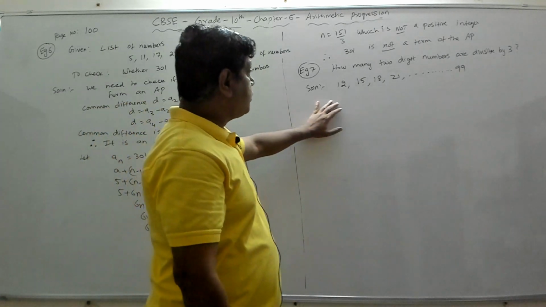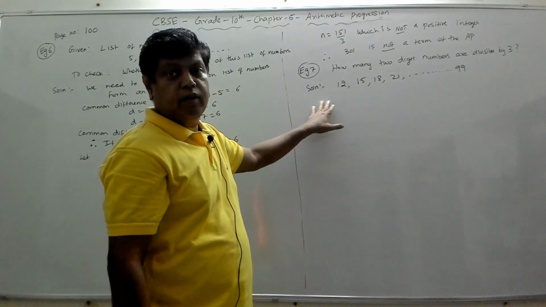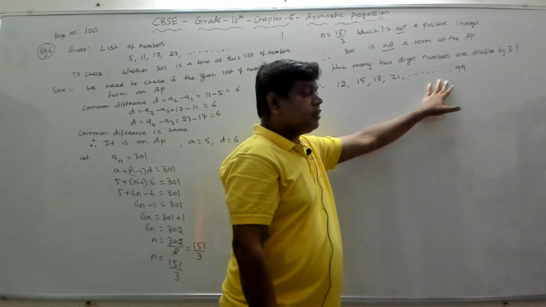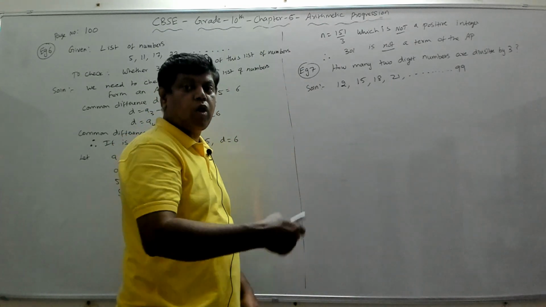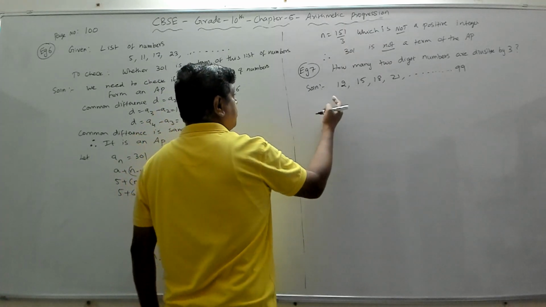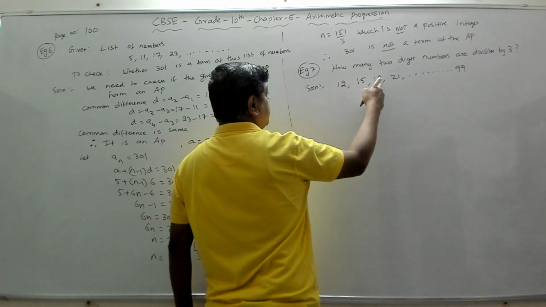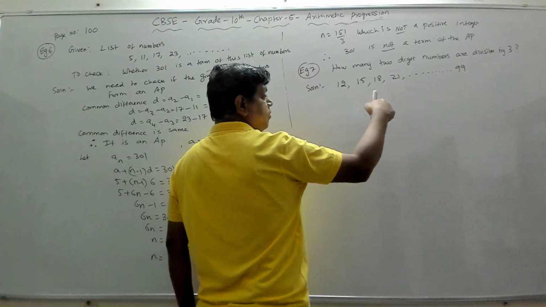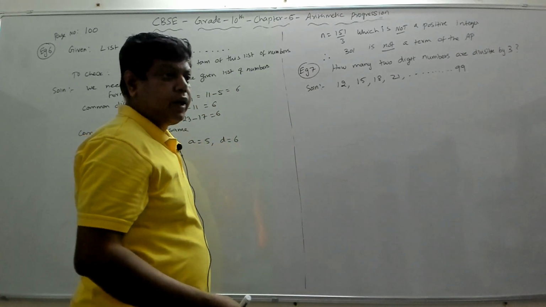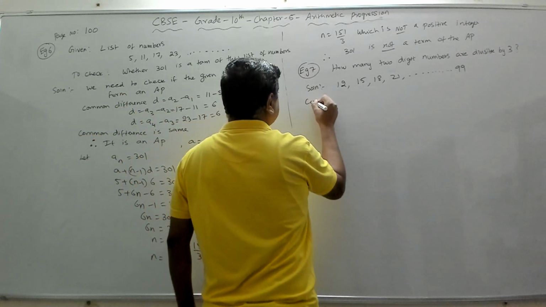Now, if you see this list of numbers, they form an AP. Why? The common difference is the same. So what is the common difference? 15 minus 12 is 3. 18 minus 15 is 3. So the common difference is 3. Right? So we will say the common difference, which is D.